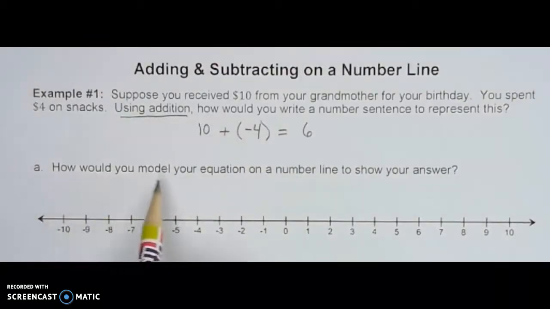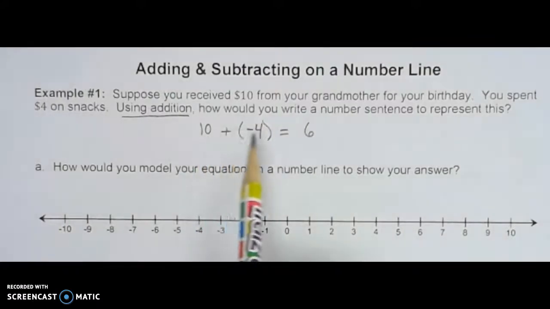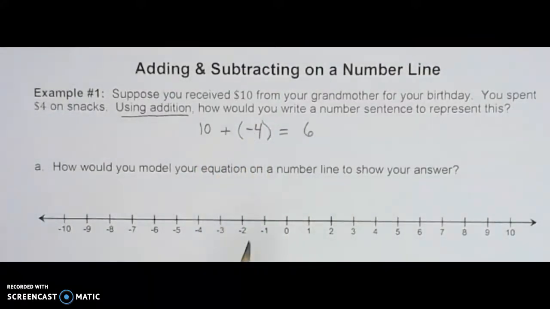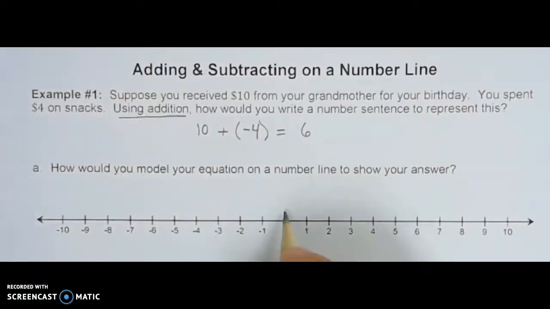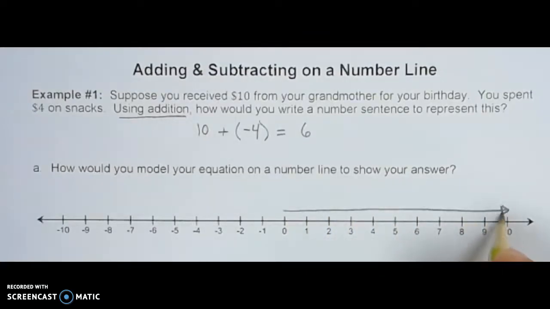Question A says, how would you model your equation on a number line to show the answer? And this is the main idea here today, how we can show addition using our number line. Since my addition problem used two different numbers, I'm going to draw two different arrows on this number line. My first arrow is always going to start at 0, and it's going to go to the first number in the problem, which happens to be positive 10. So I'm going to draw an arrow starting at 0, and I'm going to draw it 10 units to the right. So let's go ahead and draw that arrow on our number line.